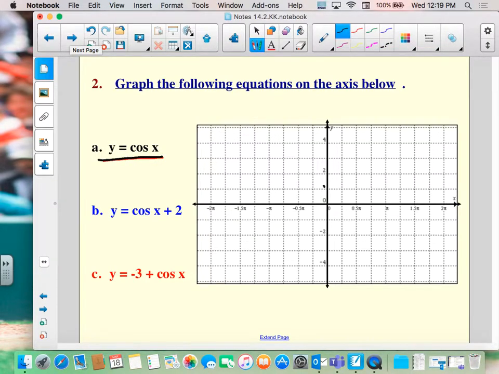Cosine starts at 0, 1. This is the parent function. The period is 2 pi, 1. Halfway in between it is down low. And then you've got your 2 x-intercepts.